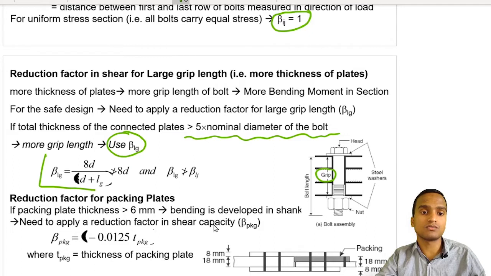Beta lg is equal to 8d divided by 8d plus lg. Here lg is this grip which you are seeing. So this is the factor beta lg, and if our joint does not have a large grip length, then we can simply use beta lg equal to 1.